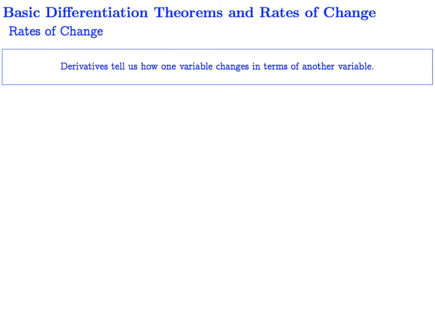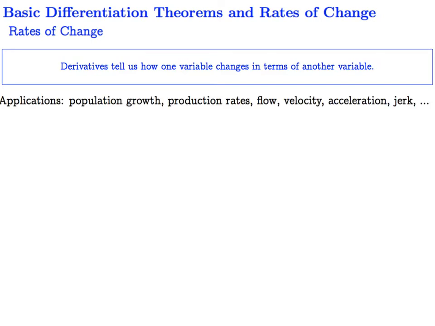This is really the whole idea behind calculus, trying to capture this idea of change, how things change, units of change. Anytime you have units that say something per something, that's pretty much a derivative. So applications: population growth, people per year, people born per hour. In production rates, you can have units made per person. Flows of a river, gallons per hour, gallons per second. Velocity, acceleration, jerk. Anything per anything is a good time for a derivative.